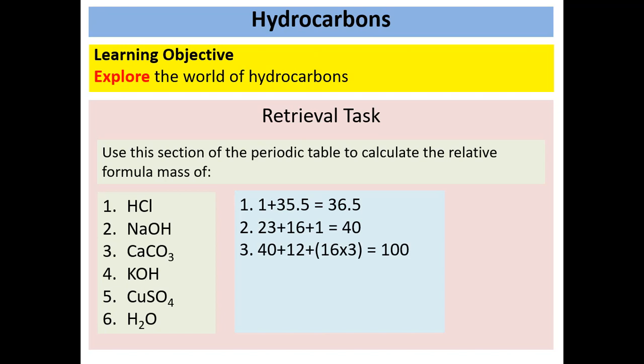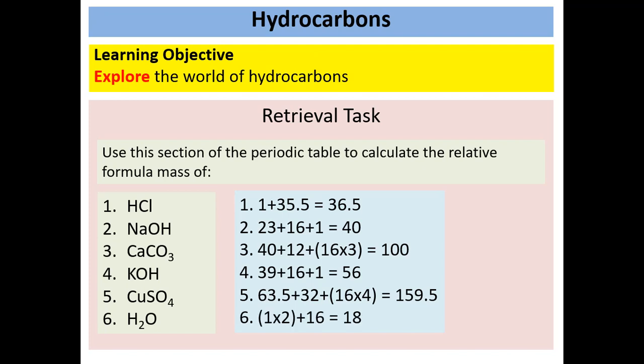Now look at my working. If you're getting any of these wrong, make sure that you can see where you've gone wrong. Next one, potassium hydroxide: 39 for potassium, 16 for oxygen, 1 for hydrogen, giving 56. Copper sulfate: copper is 63.5, 32 for sulfur, and we've got 4 oxygens there of 16. Remember that number 4 only counts for the oxygens, not the sulfur or anything else. So 159.5. And lastly, nice and easy, water: 2 hydrogens of 1 and oxygen of 16, making 18.